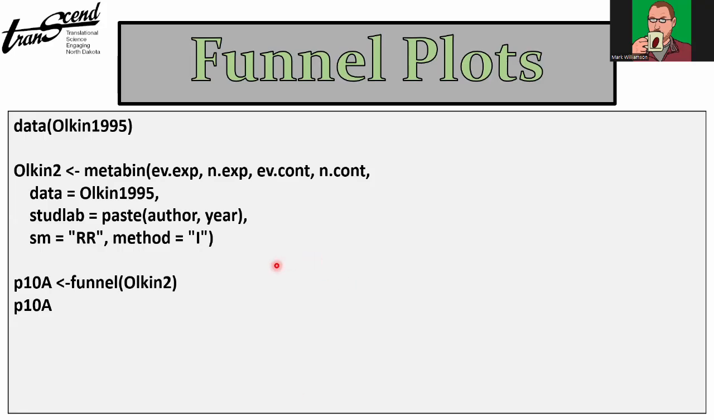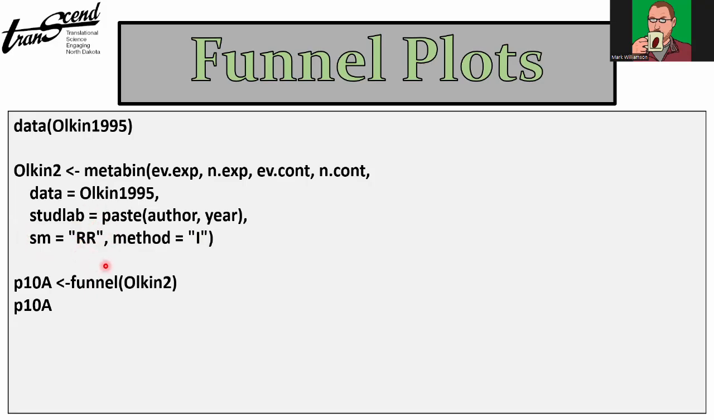A lot of the data sets and also the functions come from the meta package. So we can look at the Olkin 1995 data set. We're going to need to actually format it, I'm calling it Olkin2. You need to use a function, metabin, to fit it in such a way that the funnel function can work with it. There's different variables here. With the data, you're going to need to paste author and year so it can be labeled. The study label can be proper. There's different options.